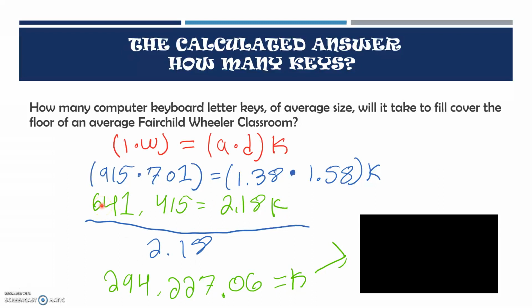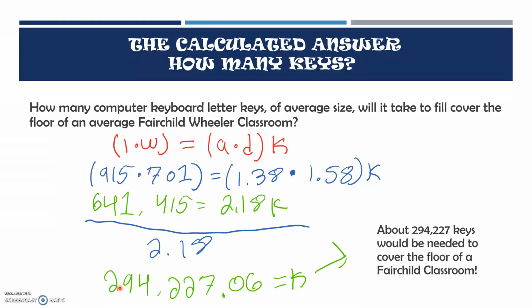Divide 641,415 by 2.18. Not only are you isolating K, but you're also getting an answer of 294,227.06. Rounding up, it's better to have more keys to make sure the entire floor is covered than to not have enough. We would need about 294,227 keys to cover the floor of a Fairchild classroom. In case anybody is trying to envision this, I measured Miss Helk's room across the hall.